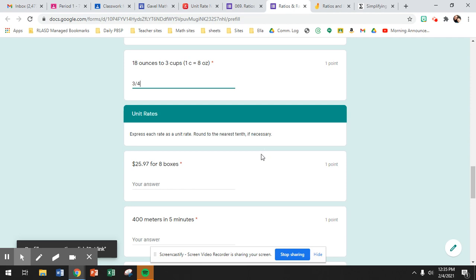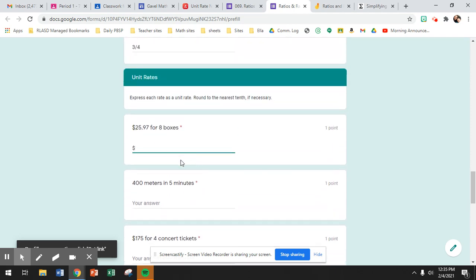Okay, express each rate as a unit rate. So this is out of 1. So we should be able to do this because we've been doing this, oh my goodness, all week. So to do this, if it's $25.97 for 8 boxes, how much money is it going to be per 1 box?